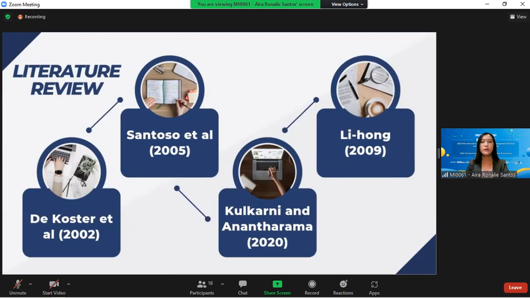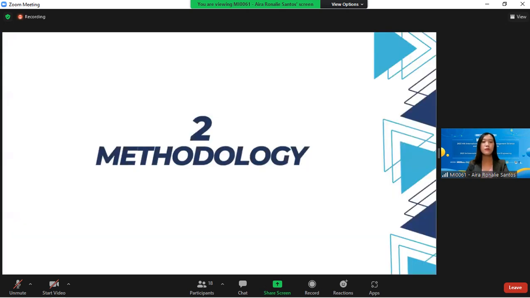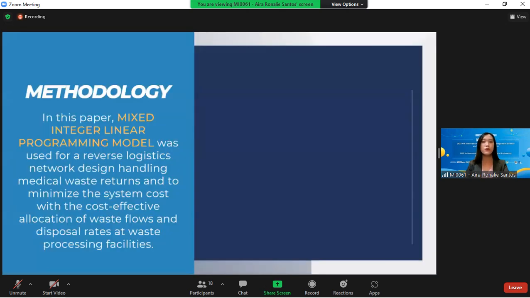So this section explains the different studies and investigations related to mathematical programming and reverse logistics. For the methodology, so we use mixed integer linear programming model in our study, and the following assumptions were considered.